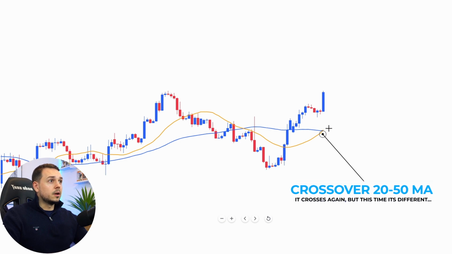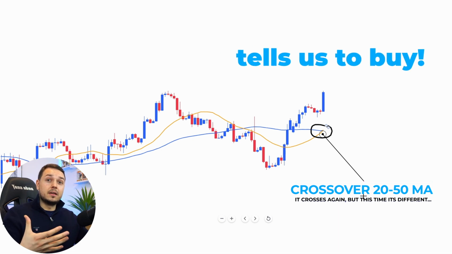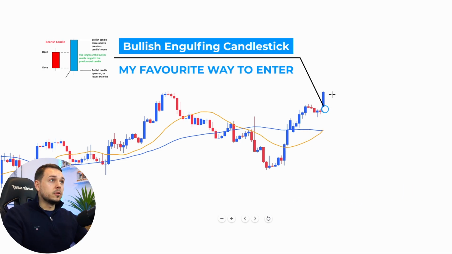We are currently getting a crossover once again. The 20 moving average, which is the yellow line, is crossing above the 50 line. This shows great technical analysis and tells us to buy. It even has one of the most popular and widely used candlestick price actions, which is a bullish engulfing candlestick.